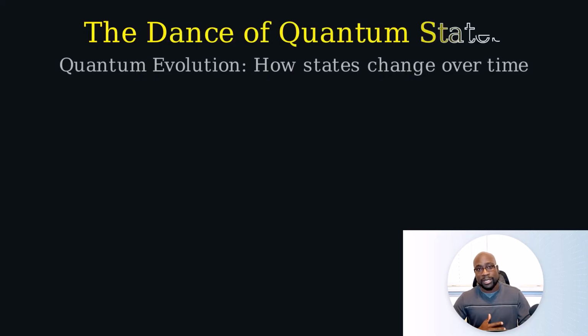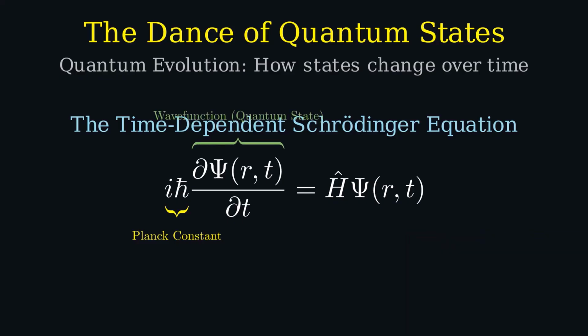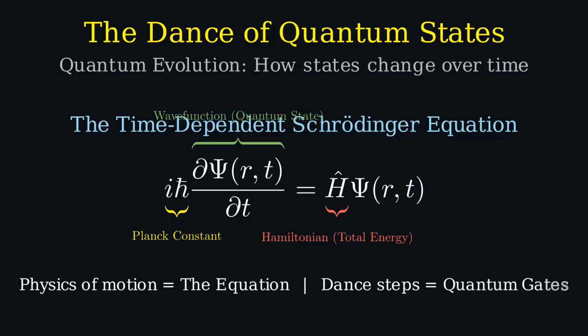At the heart of quantum evolution sits the time-dependent Schrödinger equation, which is the cornerstone of non-relativistic quantum mechanics. Let me break down what this equation tells us. Psi is the wave function, the complete description of our quantum system. ħ is the reduced Planck's constant. H is the Hamiltonian operator. It encodes the total energy of the system. This equation governs everything from atoms to quantum dots to superconducting qubits.